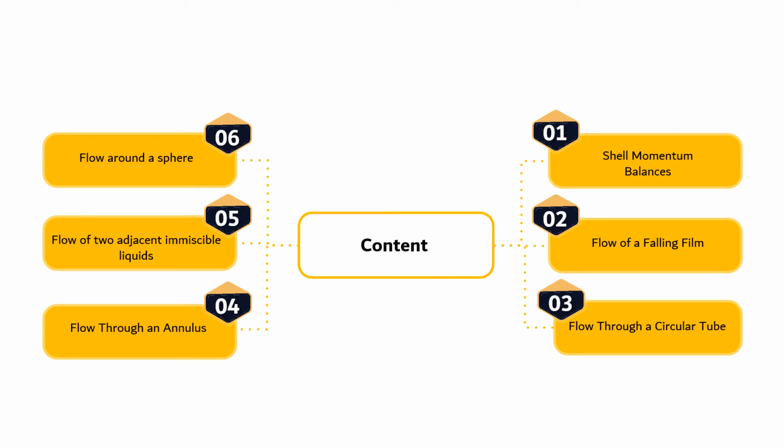Previously, we have discussed the module overview, shell momentum balances, and the flow of a falling film. In this segment, we will discuss flow through a circular tube.